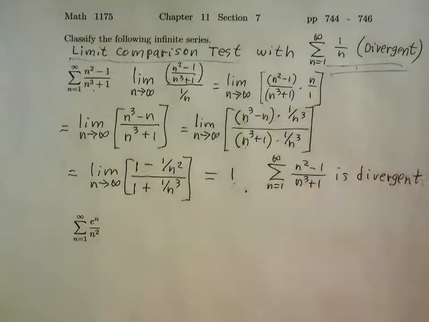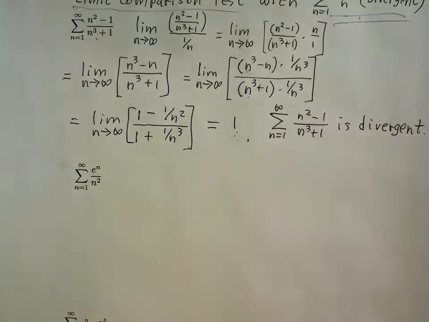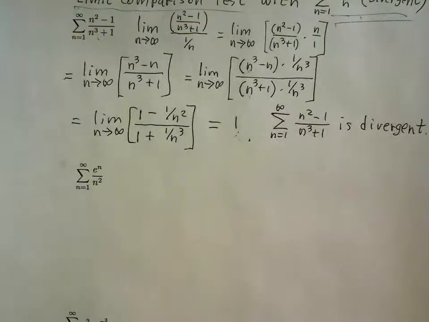Okay, the next example. The sum, the terms are e to the n divided by n to the second, and n begins at 1. So what do you think?